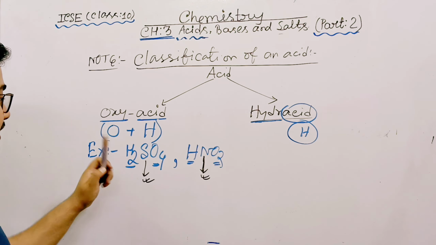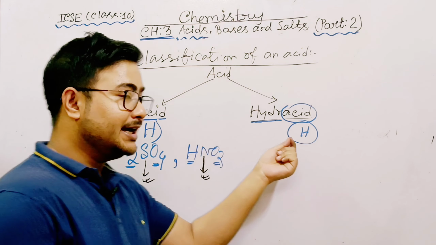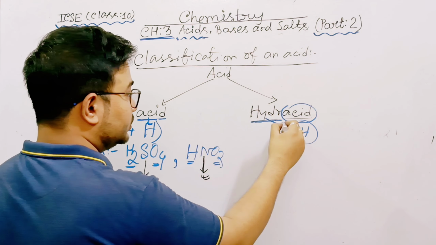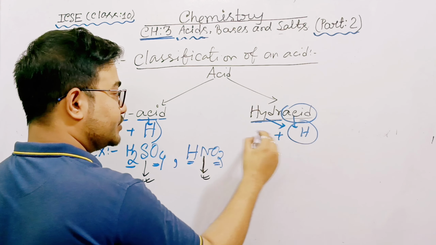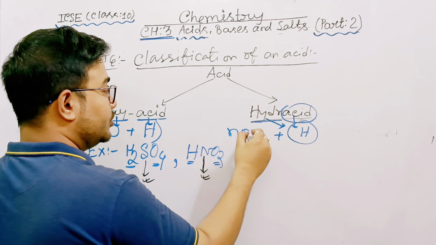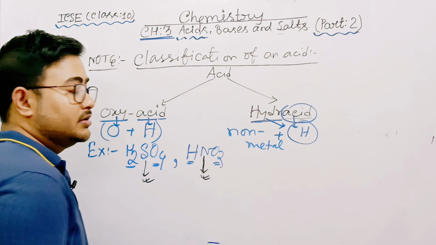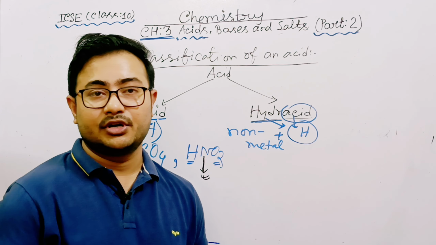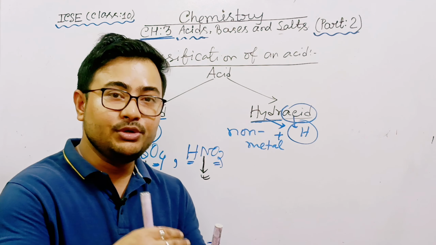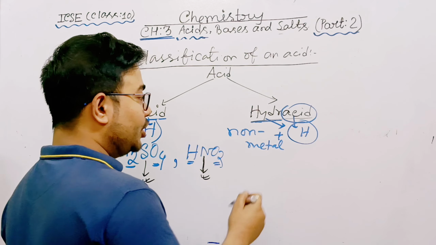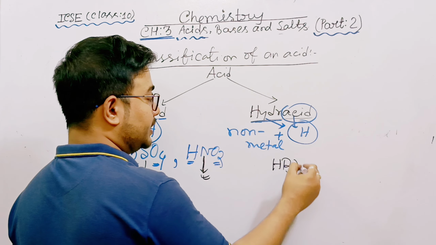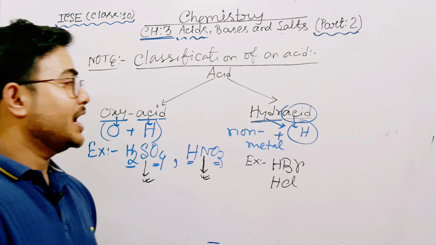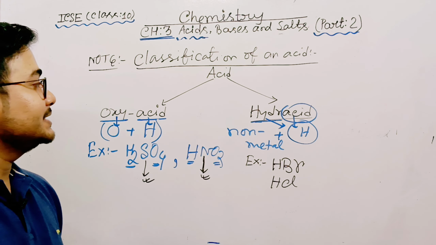Here H along with oxygen and some other elements. And here both terms indicate 2 different atoms. Here both terms indicate the same atom. So here the hydrogen along with any other non-metal. So tell me the definition of hydracid. Hydracid is an acid which contains hydrogen atom along with some non-metallic element. Non-metal, like bromine, chlorine. So these are examples of hydracid. So done.